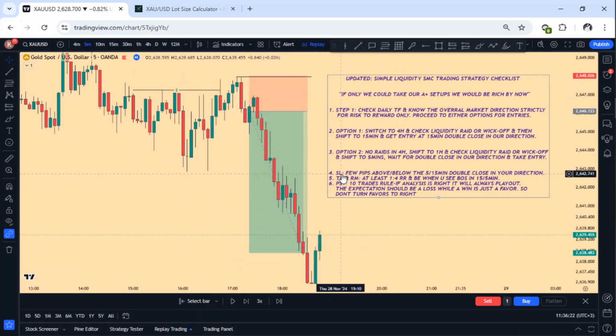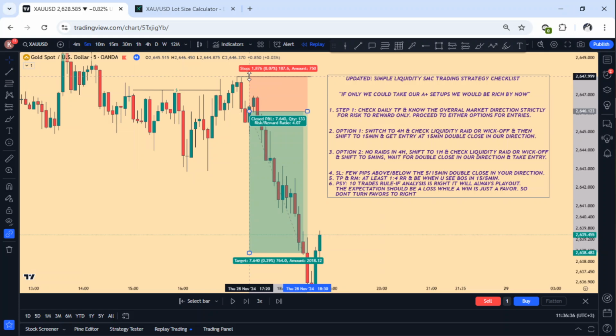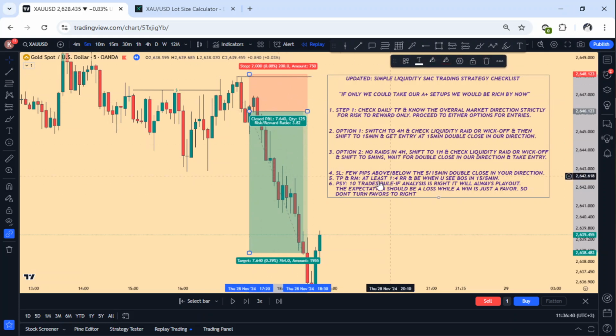Now for the SL, we take few pips above or below the 5 minutes if you are using 1 hour for entry for liquidity, and 15 minutes double closure in your direction. So few pips just above here, you can have it as tight as there, but that would be unnecessary. Maybe you could just place 20 pips stop loss, would be fine.